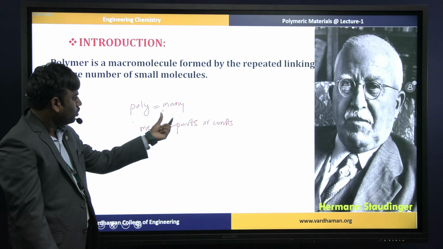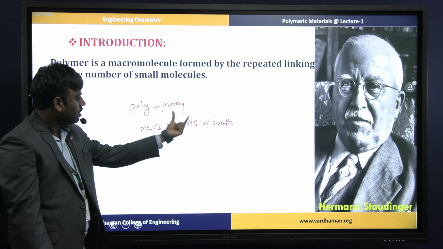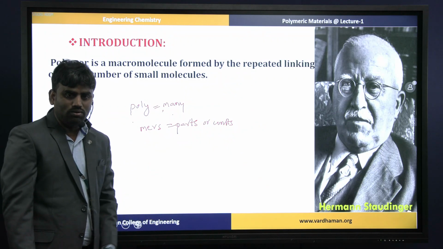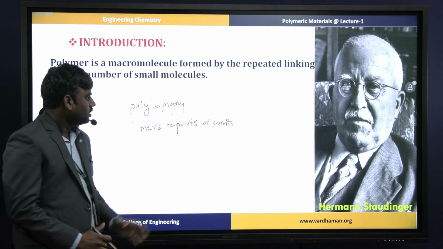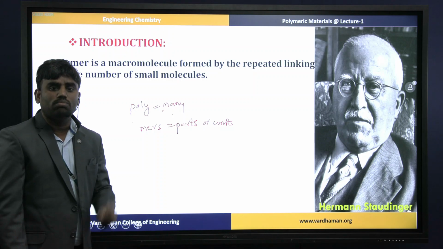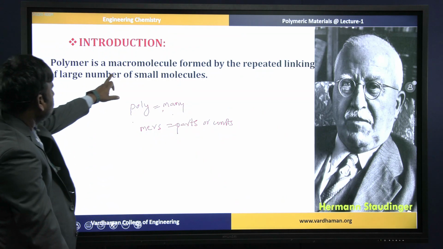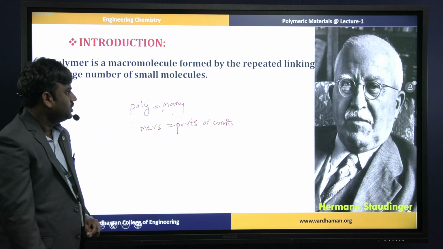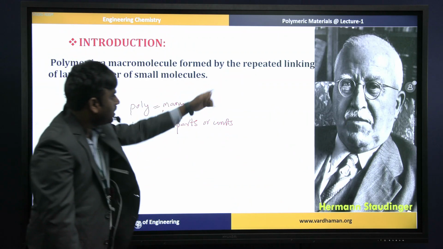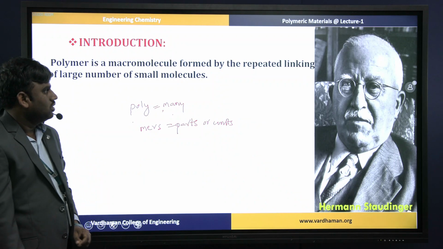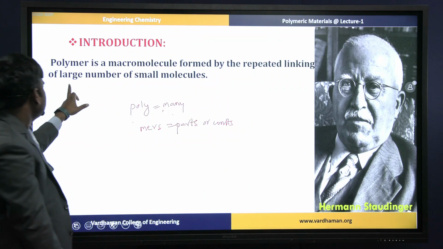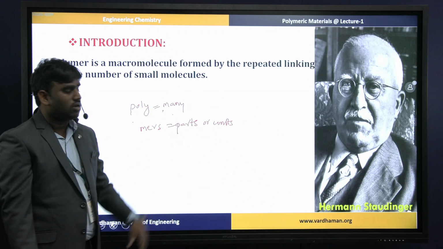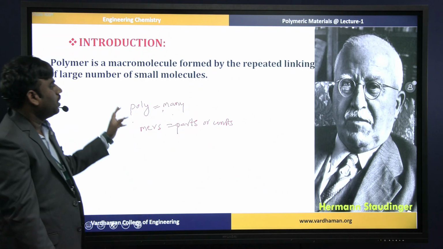Here the polymer is made up of the combination of many units. So that's why the weight of the polymer increases, and the polymers are known as larger molecules. So here polymer is a macromolecule. It is formed by repeating units, and those repeating units are known as monomers. These repeating units, a large number of smaller molecules linked with strong covalent bonds, are called polymers.